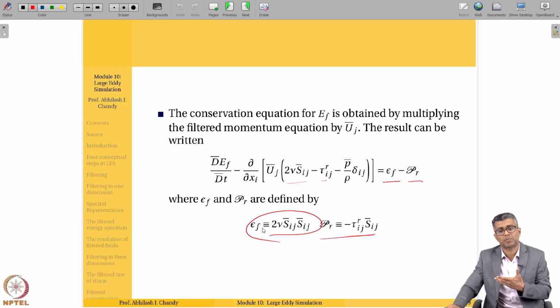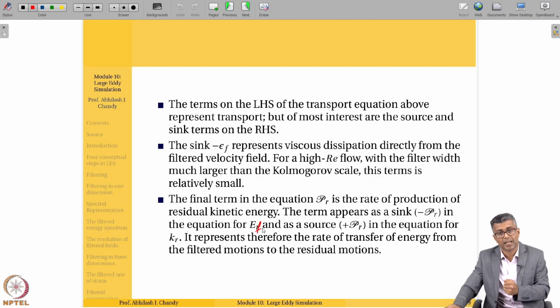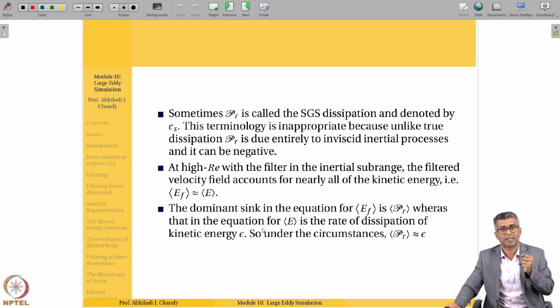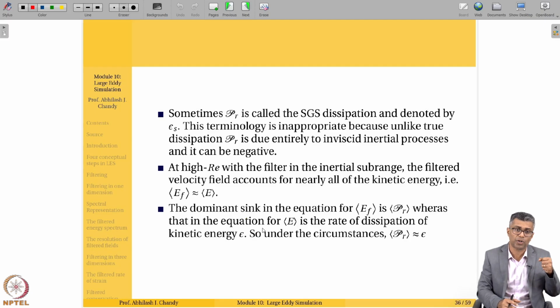which means it seems like it is a sink term. So it appears as a sink in the equation for EF, I'm sorry, I keep saying ER, but in the equation for EF, and as a source in the equation for KR. So therefore, it represents the rate of transfer of energy from the filtered motions to the residual motions. All right. So this PR term is sometimes called subgrid scale dissipation and is sometimes denoted by epsilon s.